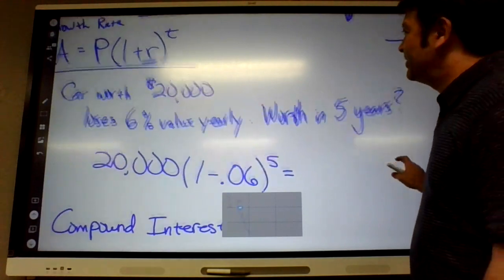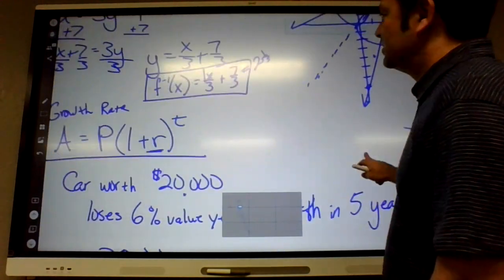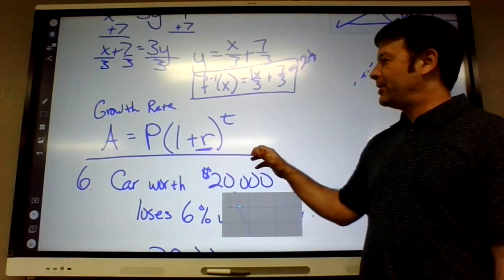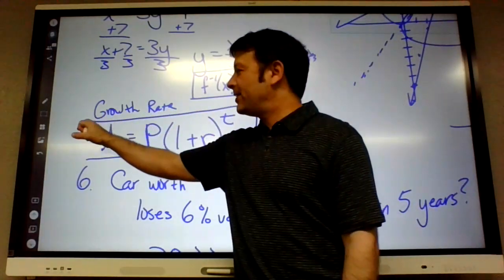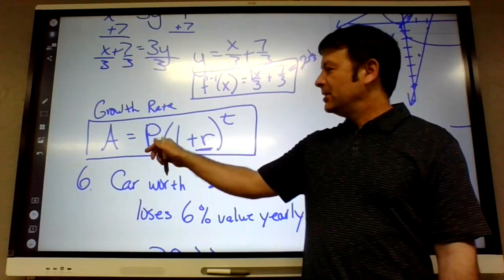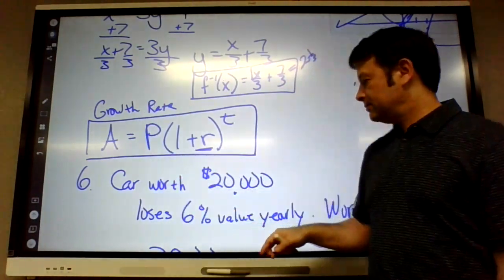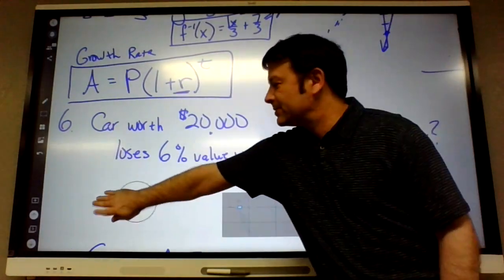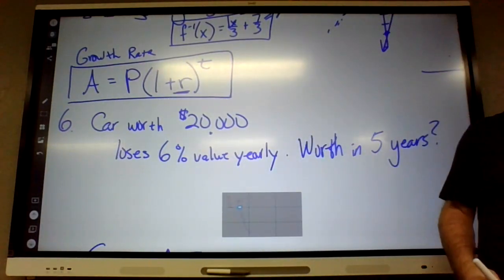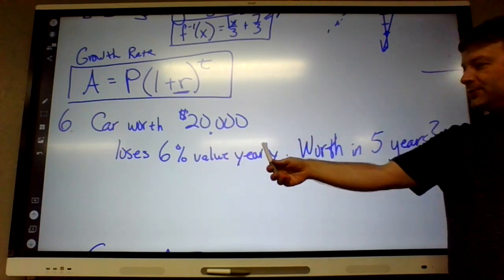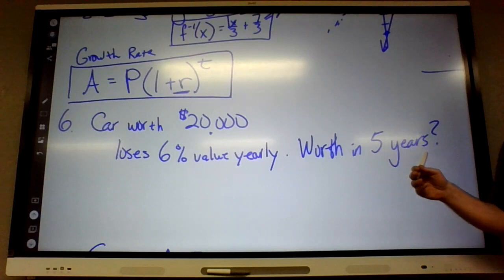Okay, here is a formula that I highly recommend that you have. You guys remember this one, the growth rate or decay formula? Let's use that on this problem here. Let me erase the answer real quick. Okay, a car is worth $20,000. It loses 6% value each year. What's it worth in 5 years?